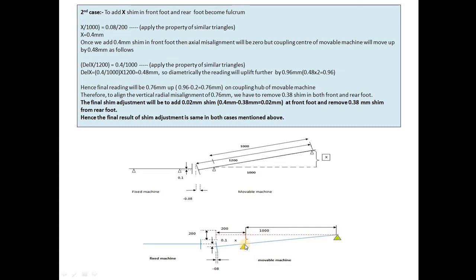But we have added 0.4. So how much do we have to remove, the balance? Only 0.02. So you see the reading. If you add at the front or if you remove from the rear foot side, your total reading will be only... the calculation will be different. So with this we can complete the face and rim method to do the alignment correction, radial as well as angular.